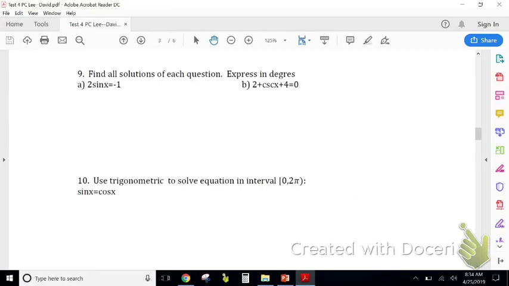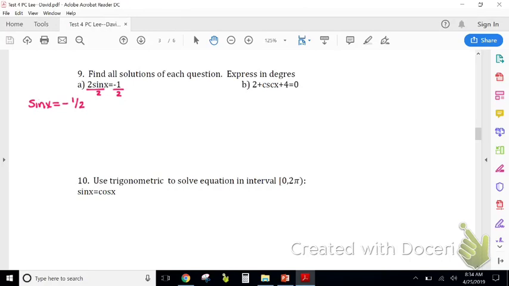All right, since number 8 didn't exist, we're actually going to go into number 9. So it says find all solutions of each equation and express in, I'm sure this was supposed to be degrees. All right, so for A, we have 2 sine of x equals -1. So first thing we need to do is solve for sine. So we're going to divide by the 2. And so we know that sine of x is equal to -1/2.